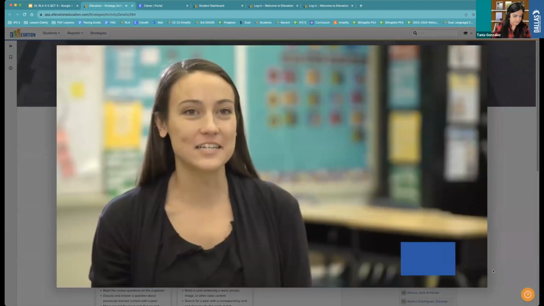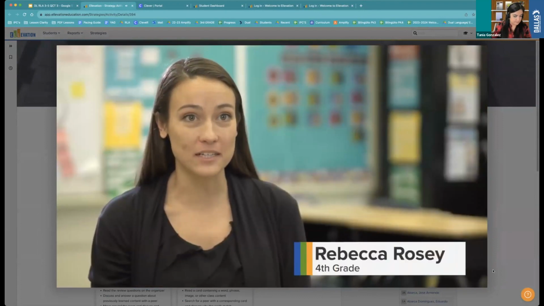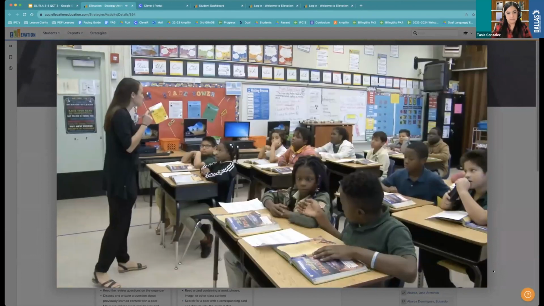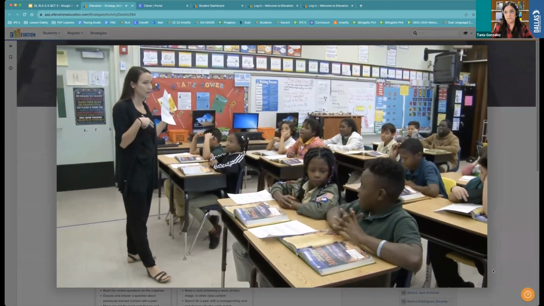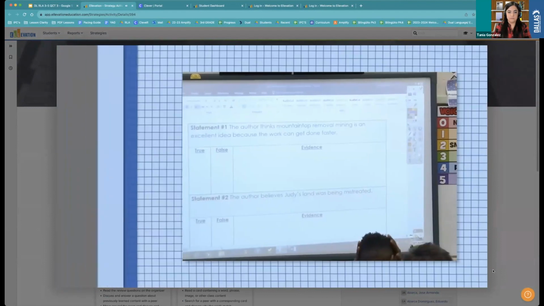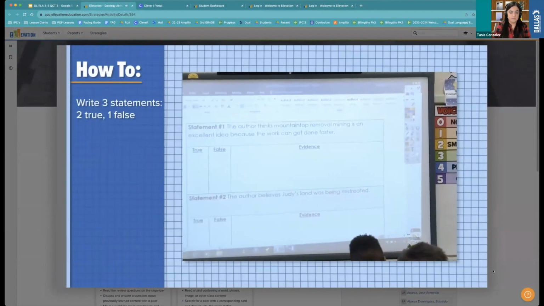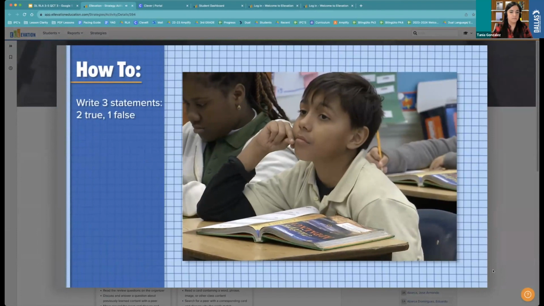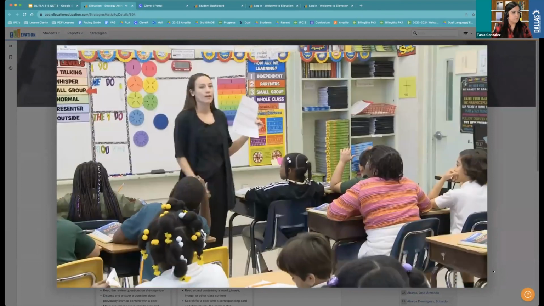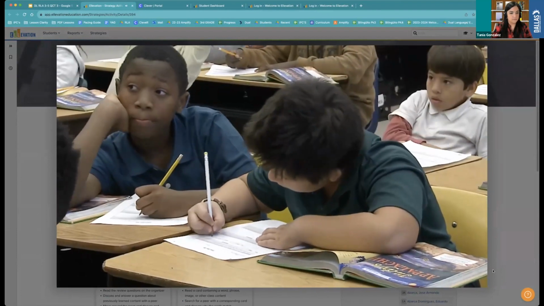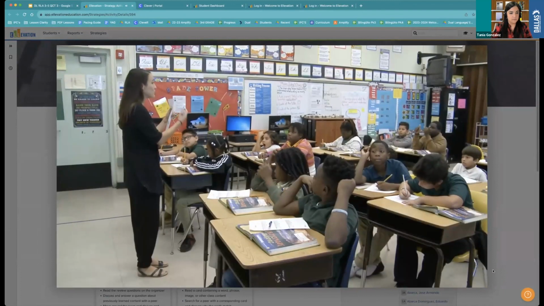Find the fib is an activity where students get 3 statements and they have to figure out which one is false. To prepare for this activity, I think about the content learning and I pick 3 statements or 3 ideas that they need to know about, and I'll make one false. We're gonna find the fib. There's only one fib in this group of sentences.